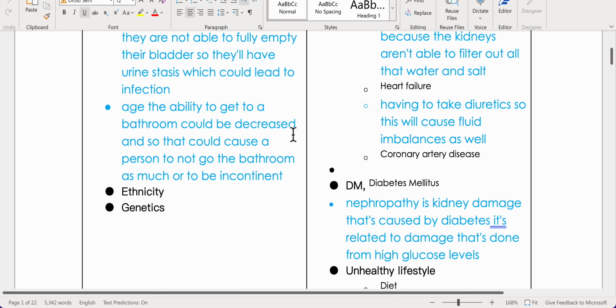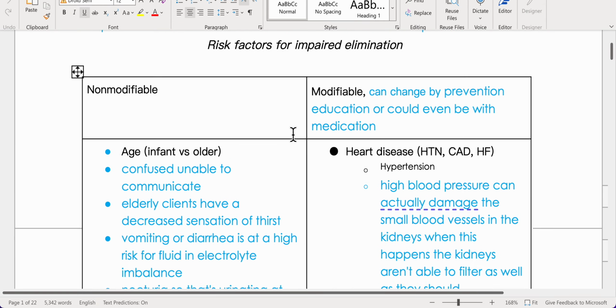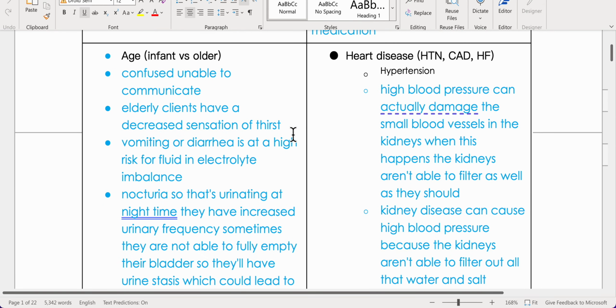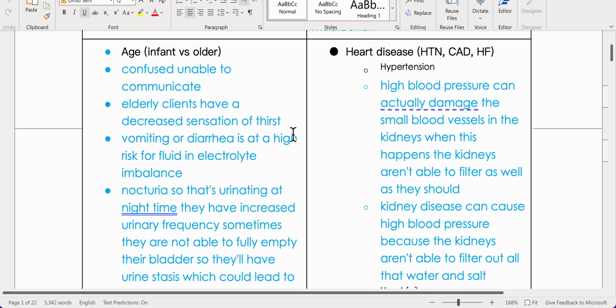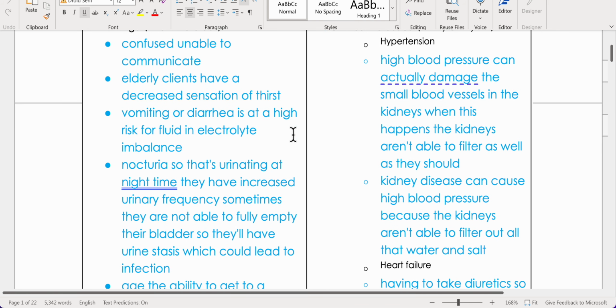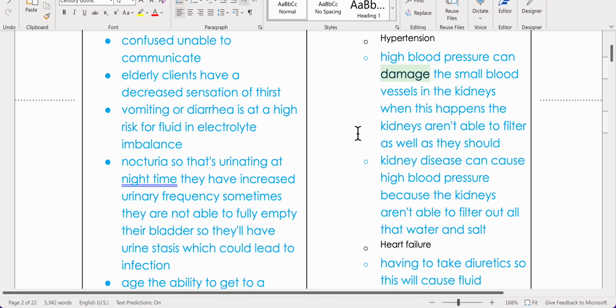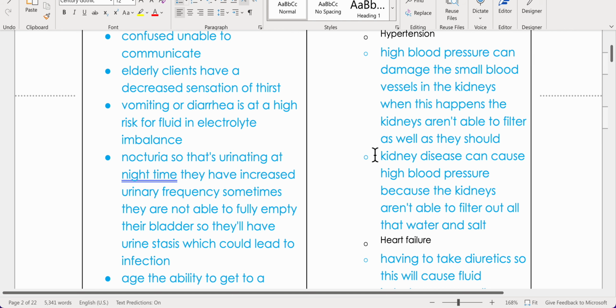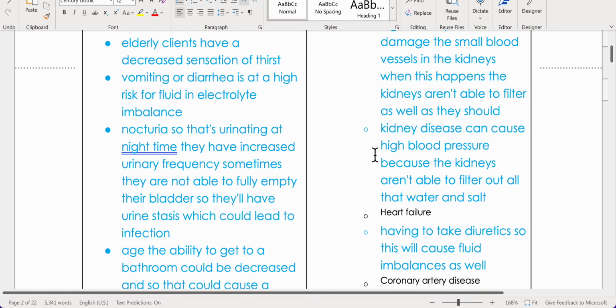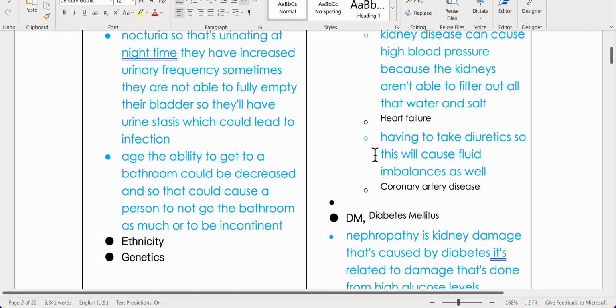Ethnicity and genetics are risk factors. So is heart disease: HTN, CAD, HF. High blood pressure can damage the small blood vessels in the kidneys. When this happens, the kidneys aren't able to filter as well as they should. Kidney disease can also cause high blood pressure because the kidneys can't filter out all that water and salt. With heart failure, having to take diuretics will cause fluid imbalances as well.